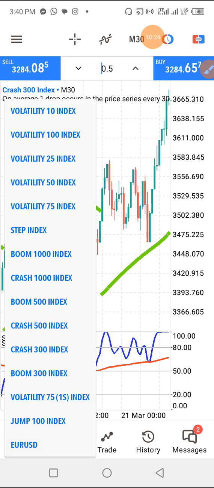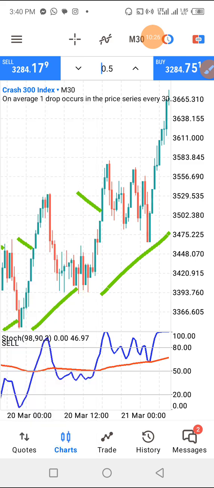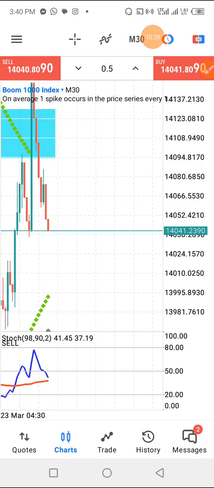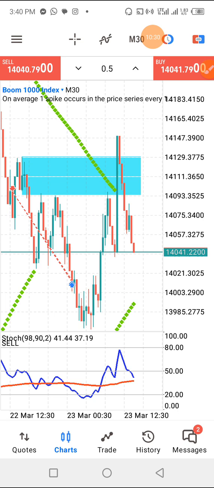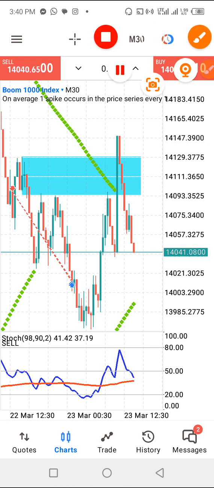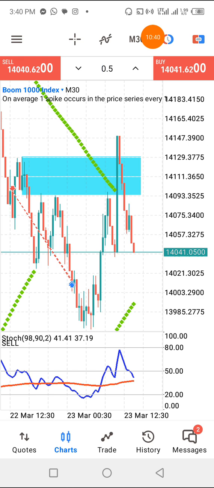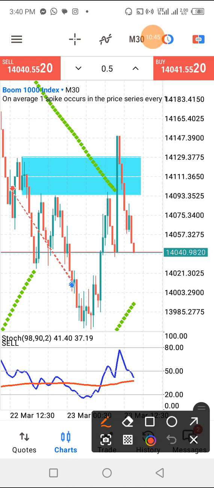Let's check out Boom, for those of you who love to trade Boom. Boom 1000. Now look at what I was saying earlier on. Look at how you would have caught this spike. Immediately price crossed above here, immediately it crossed above level 20 and it crossed the red line.